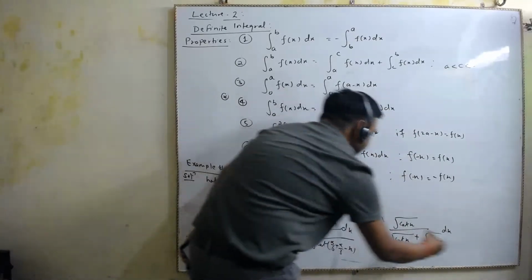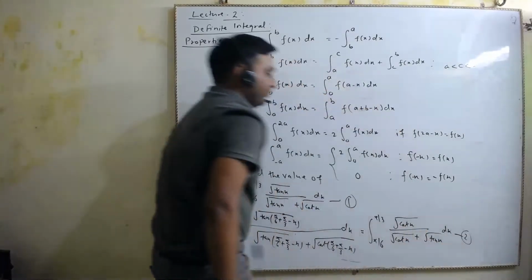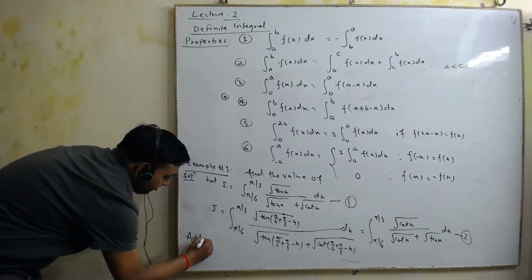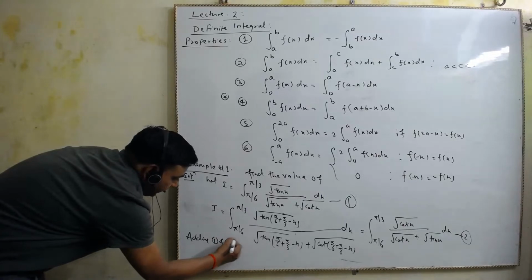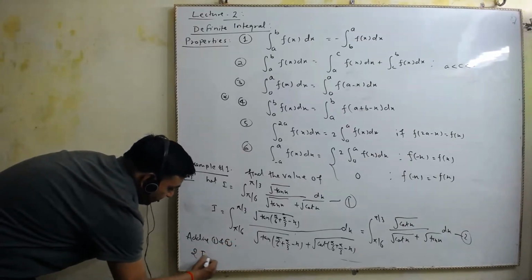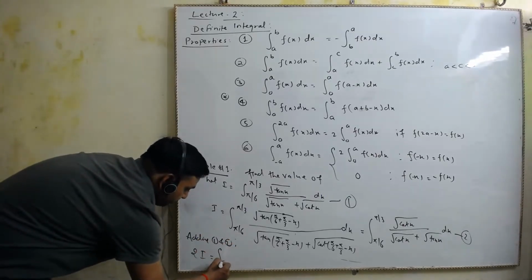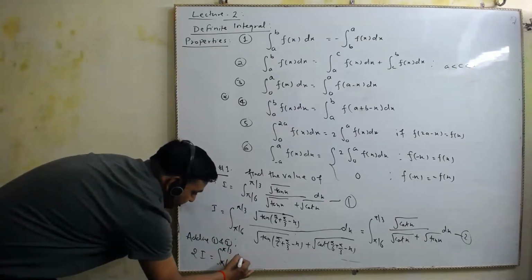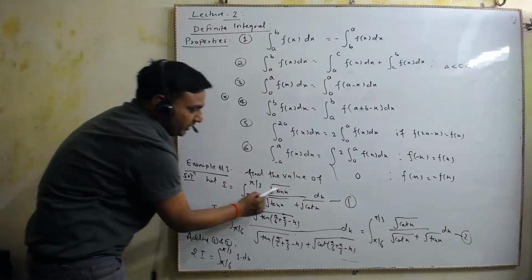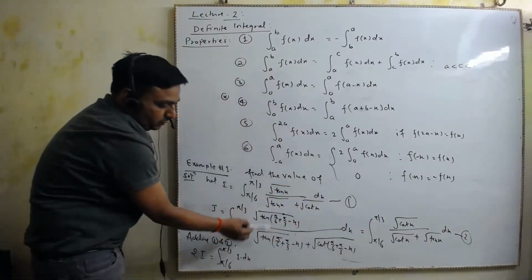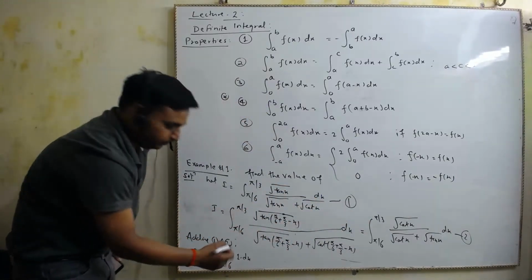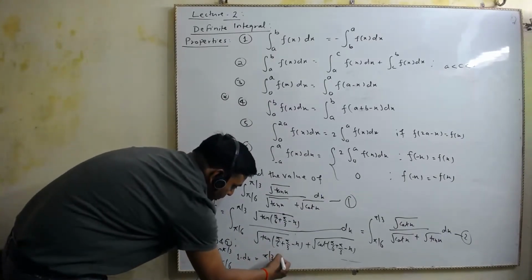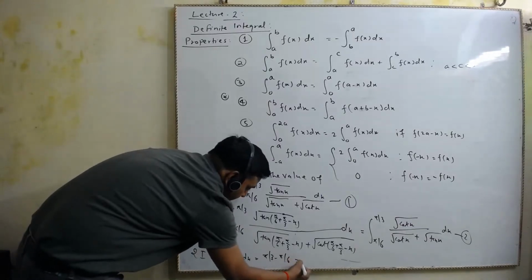So if I add 1 and 2, what will I get? 2I equals pi by 6 to pi by 3, under root tan x plus under root cot x divided by under root tan x plus under root cot x. So you will get just simply 1, and this will give you pi by 3 minus pi by 6.